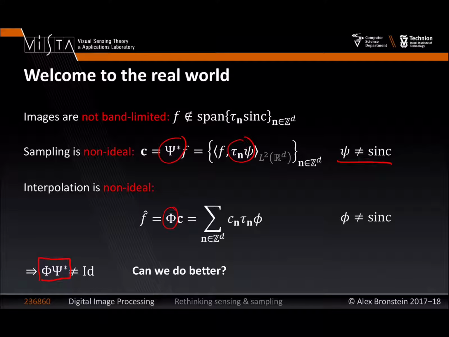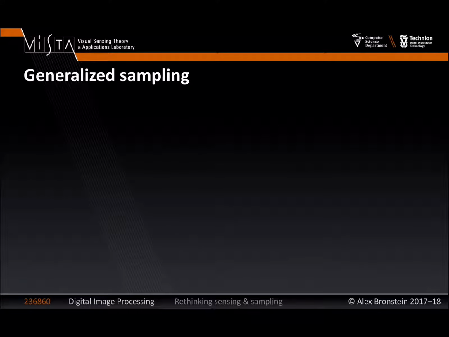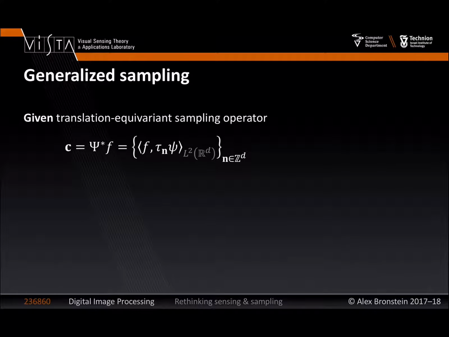Now we have this more general view. Can we do better? What can we do? Let's assume that we have this translation equivariant sampling. We are projecting on integer translates of some function psi, or convolutions with psi mirrored. Basically, inner products are like convolution. I'm taking the sequence of convolutions of f with psi bar, which in our notation is psi of minus x. And I'm sampling the results of this convolution at the points of the integer lattice.